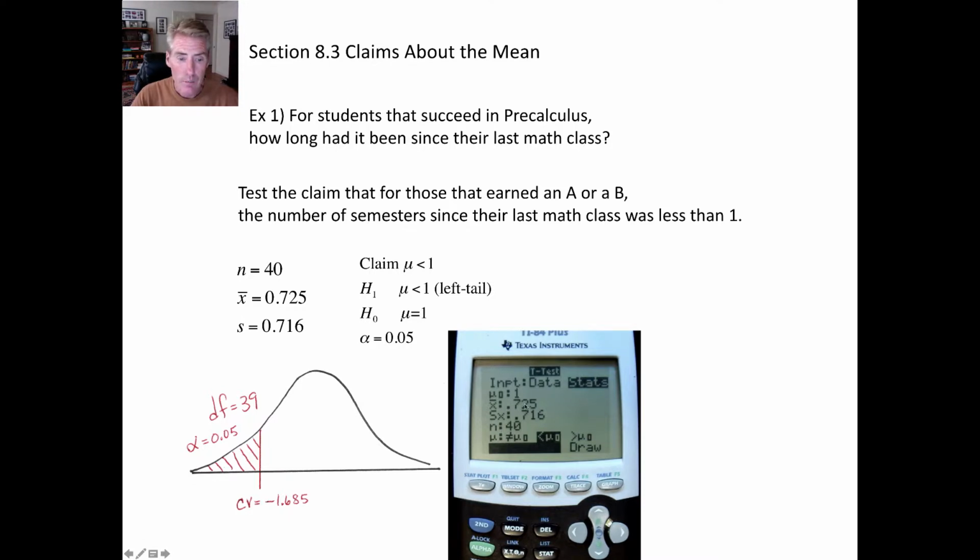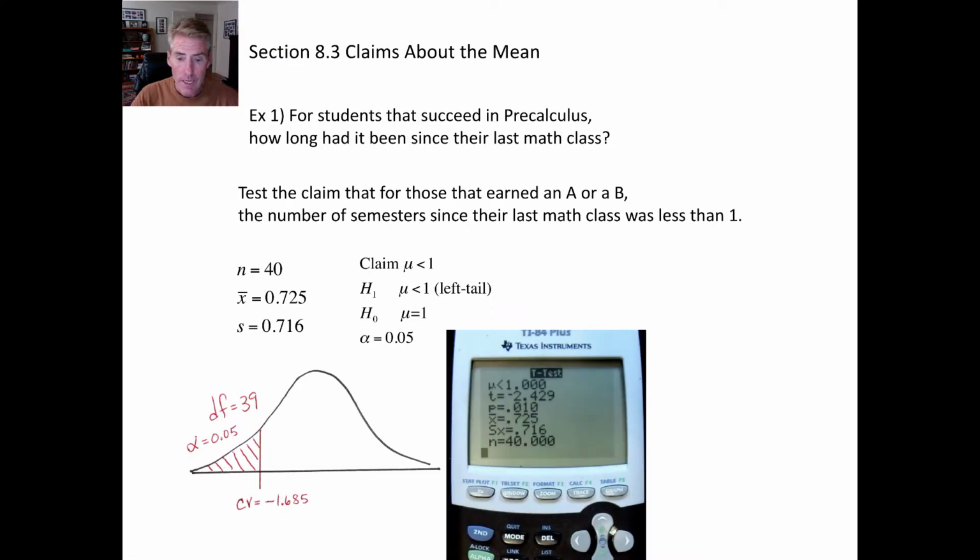Then this is the x-bar from the given information, the s, and it's based on 40 people. And then this little arrow right here should be pointing to the left, telling the calculator it's a left-tailed test. And then this black bar, under that it says calculate, so hit calculate. And it says that t is equal to a negative 2.429. So go ahead and write that down.